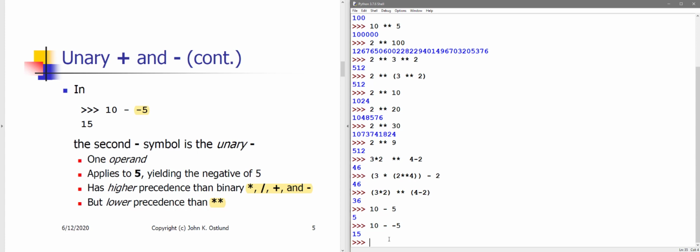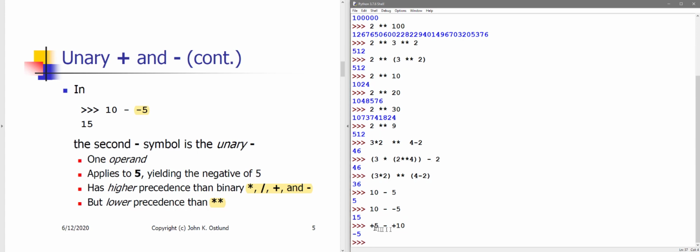If I say plus 5 minus plus 10, well, this is a positive 5 minus a positive 10. That's going to give me a negative 5. In real life, in my experience, you will never see anybody use a unary plus sign on a numeric value, because for any kind of numeric value, plus n is exactly the same thing.